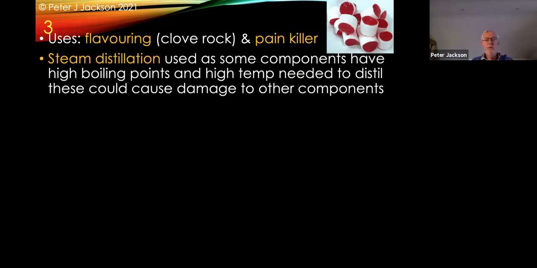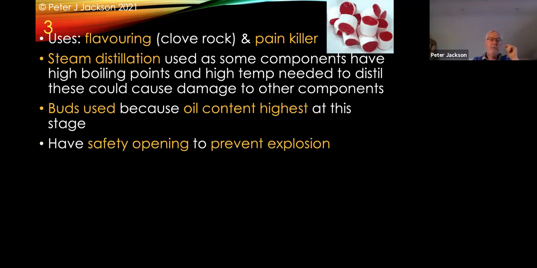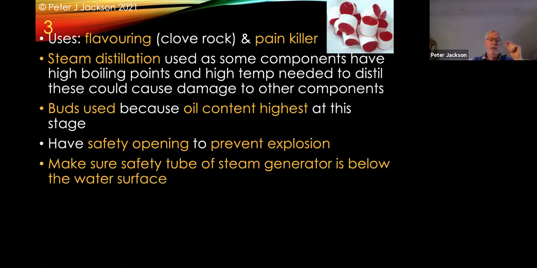Steam distillation is used as some components have high boiling points and a high temperature needed to distill these could cause damage to the other components. Buds are used because the oil content is highest at this stage. You have to have a safety opening to prevent explosion. Make sure the safety tube of the steam generator is below the water surface. The steam generator plus anti-bumping granules, that's my ABGs, is my shorthand for anti-bumping granules. Write the words anti-bumping granules.